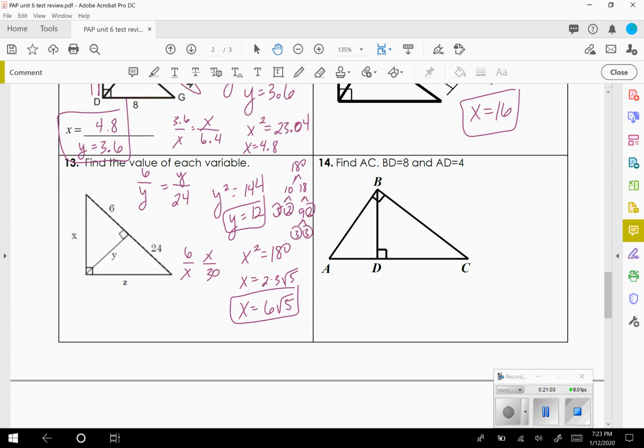Okay, and then now we will find z. So we have z on the diagonals. Okay, and we have the part closest, 24, over the whole thing, which is 30. So 24 times 30. So z squared is 720.